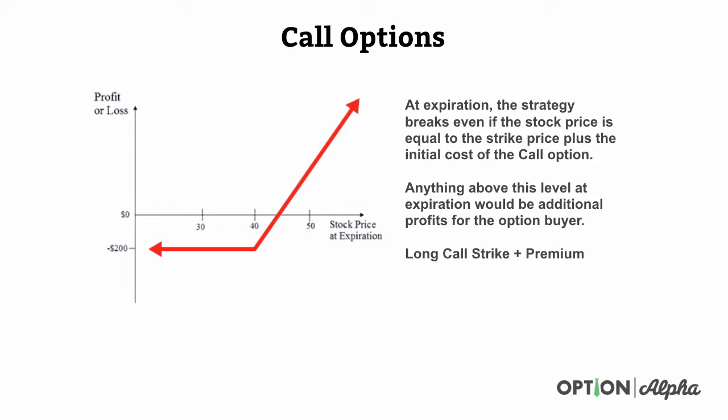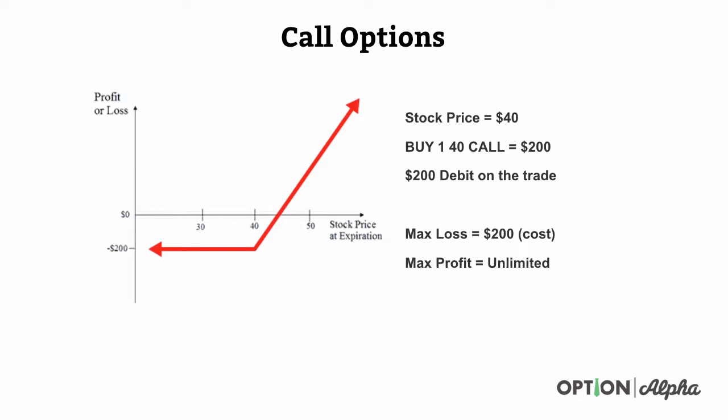Now, at expiration, the strategy breaks even if the stock price is equal to the strike price plus the initial cost of the option contract. Anything above this level at expiration would be an additional profit for the option buyer. So again, the break-even price on long call options is the strike price plus the premium that you paid to get into the contract. So let's look at an example here.